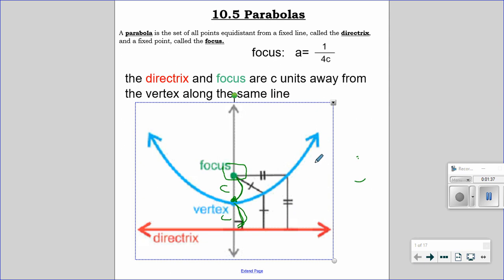away. So the way that you can figure it out is that the focus is going to involve this equation. The a value in your equation is going to equal 1 over 4c, where that c is the distance from the focus and vertex and the distance from the vertex and the directrix. So our equation this time would be y equals 0 if our x-axis was the directrix itself.